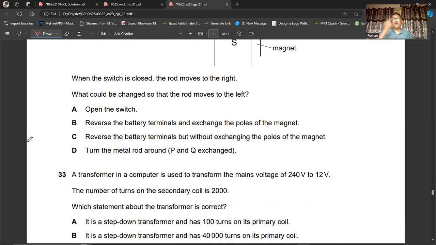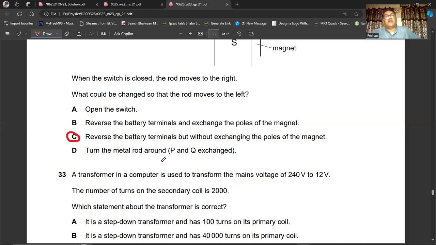So he says, what could be changed so that the rod moves to the left? Open the switch? No. Reverse the battery terminals and exchange the poles of the magnet? No. Don't do these two things together. You have to either reverse the battery, or keep the battery the same and reverse the polarity of those permanent magnets. Reverse the battery terminal, but without exchanging the poles of the magnet. Yeah, this can be the answer.